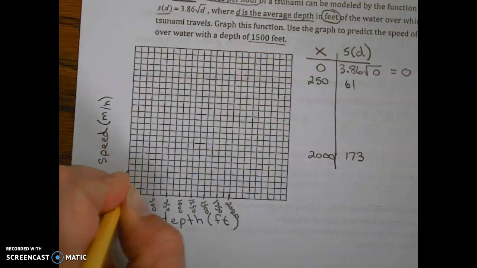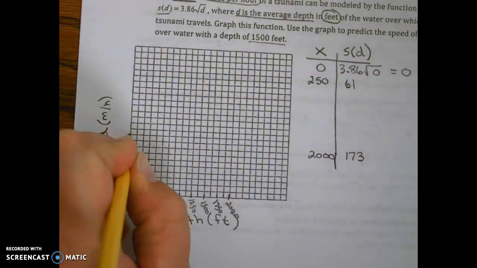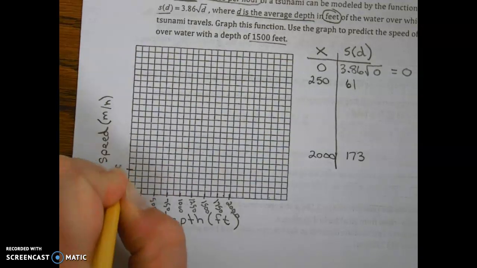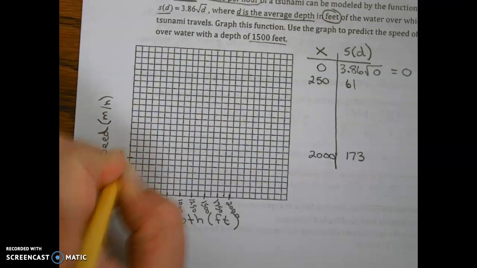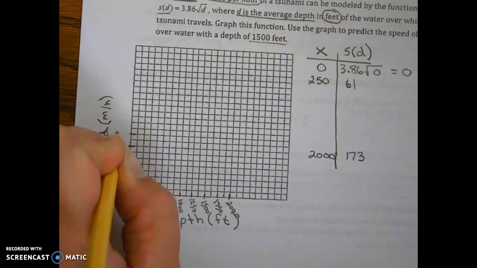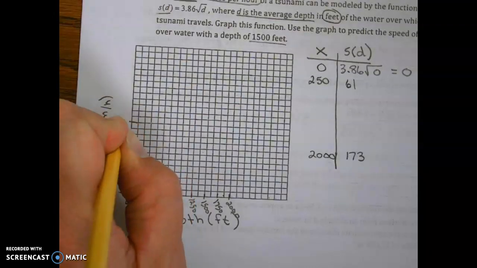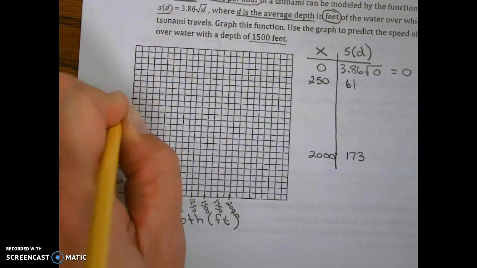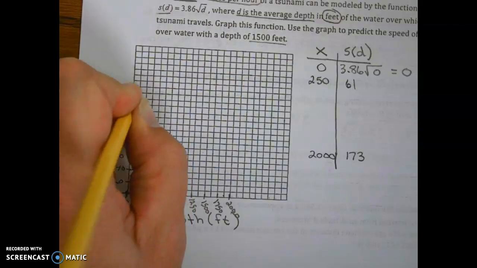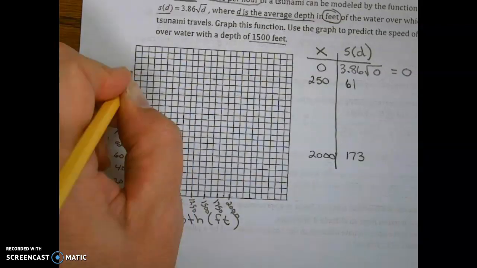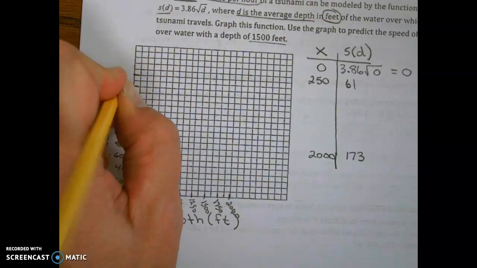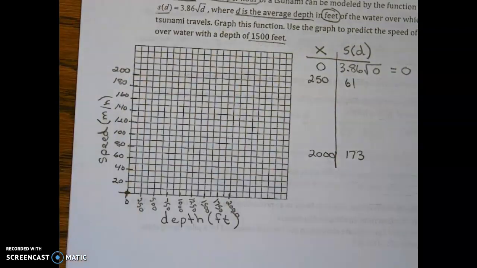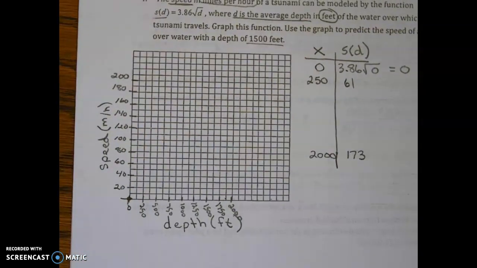Let's see, 20, 40, 60, 80, 100. Yeah, that should work. 20, 40, 60, 80, 100, 120, 140, 160, 180, 200. You know, we want to use as much of this window as we possibly can. Kind of stretch it out.